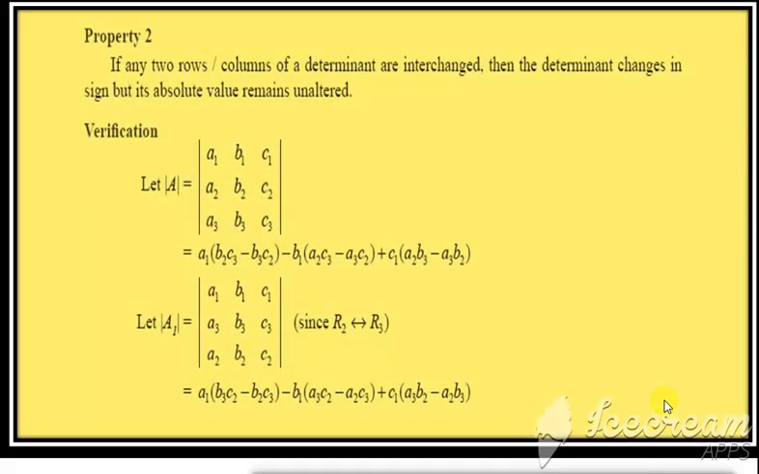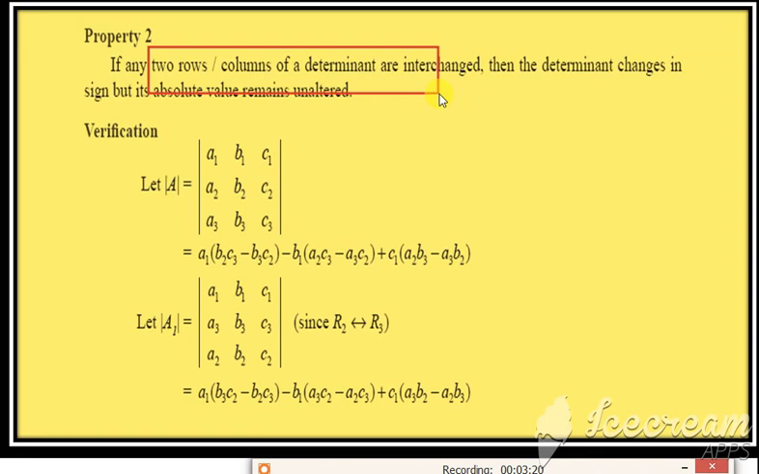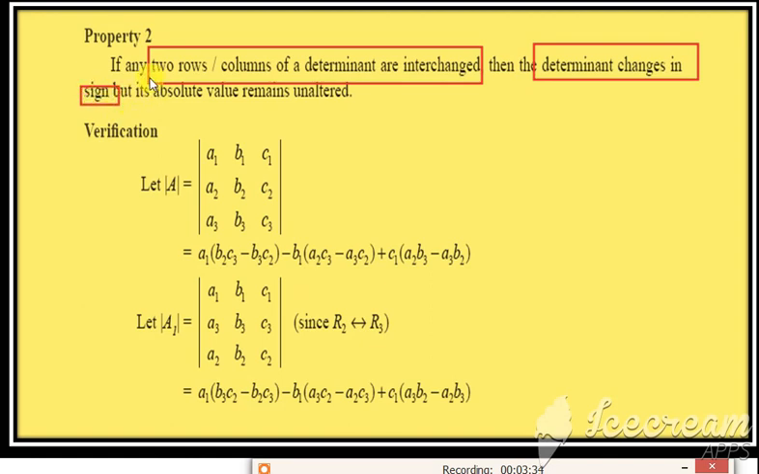If any 2 rows or columns of the determinant are interchanged, the determinant changes in sign only, but its absolute value remains unaltered. I said any 2 rows or 2 columns we have to interchange. The determinant value is not changed, only the sign changes, they said.